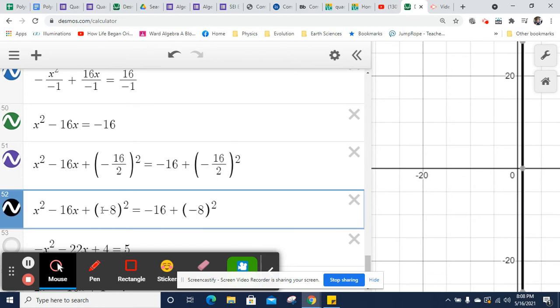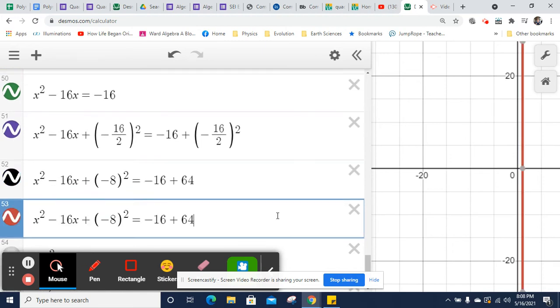On the left side, I'm going to actually leave that there and not resolve the squaring. On the right side, I've got to resolve the squaring. The squaring makes negative 8 times negative 8 is positive 64. Please remember that a negative times a negative is a positive. And then we will simplify one more stage. Negative 16 plus 64 is going to be positive 48.